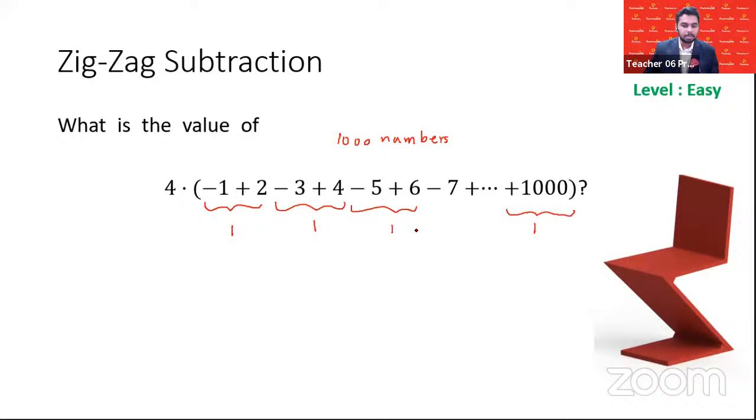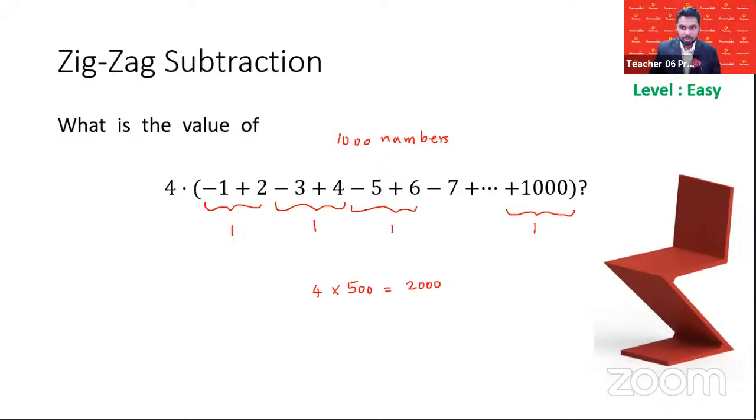So how many such pairs are there? It is 500. Why? Because I have combined two numbers, so it should be half of 1000 numbers, or 500. So now you can easily do what is 4 multiplied by 500. This is 2000. And that is the answer.